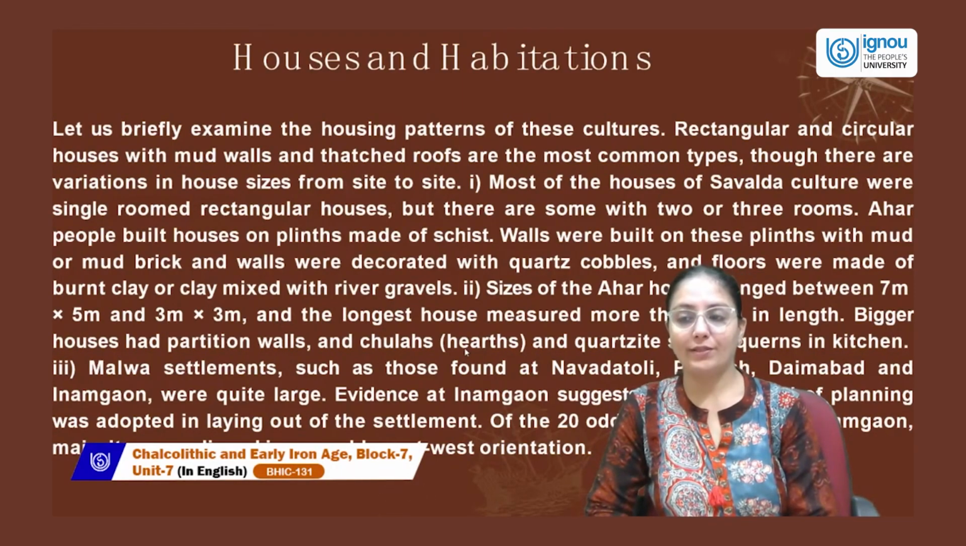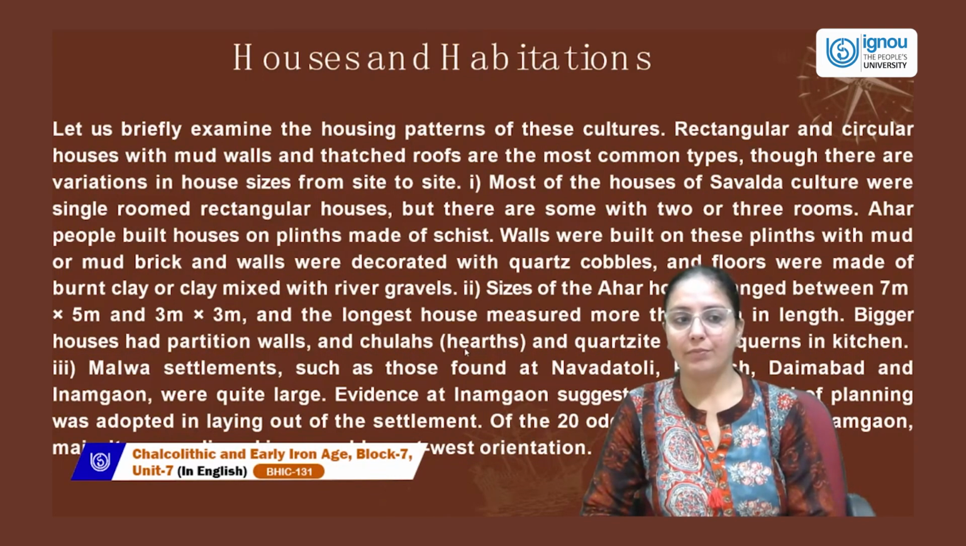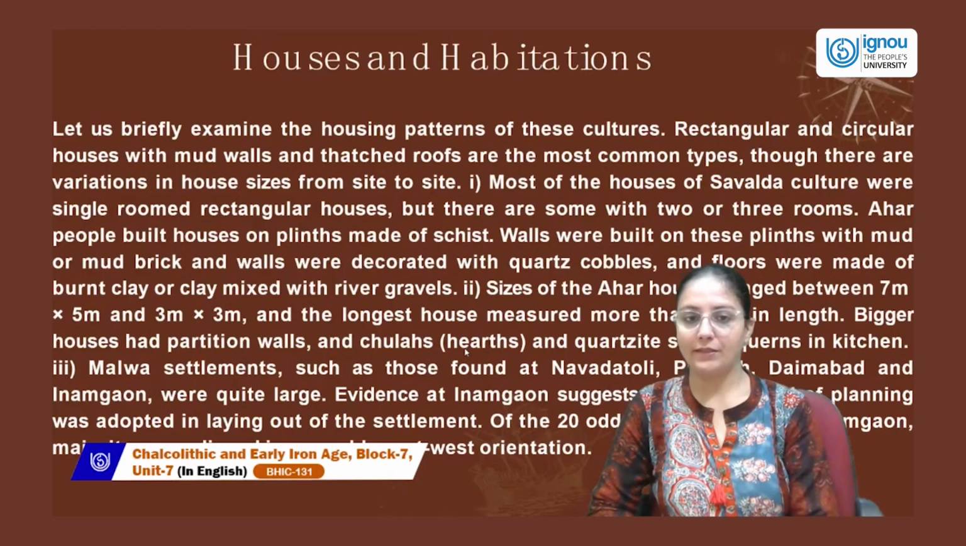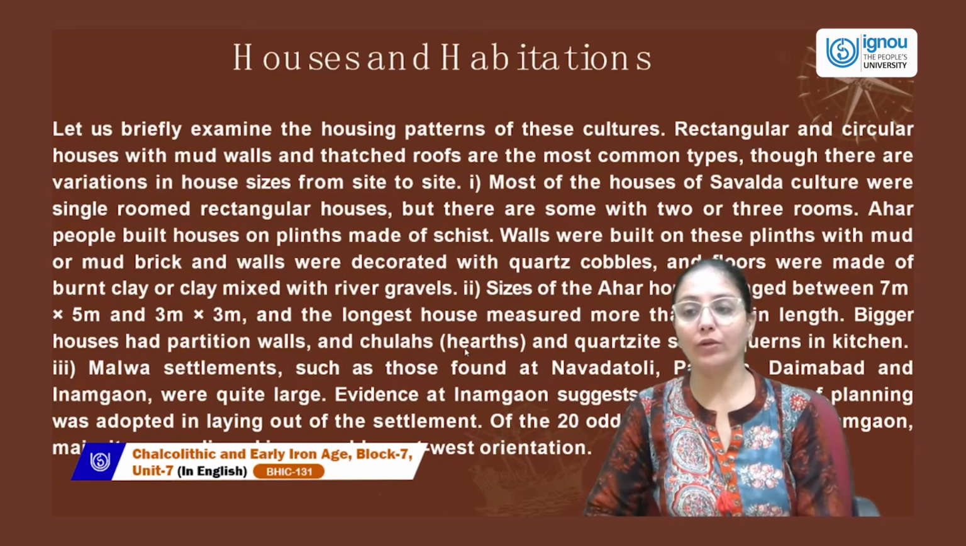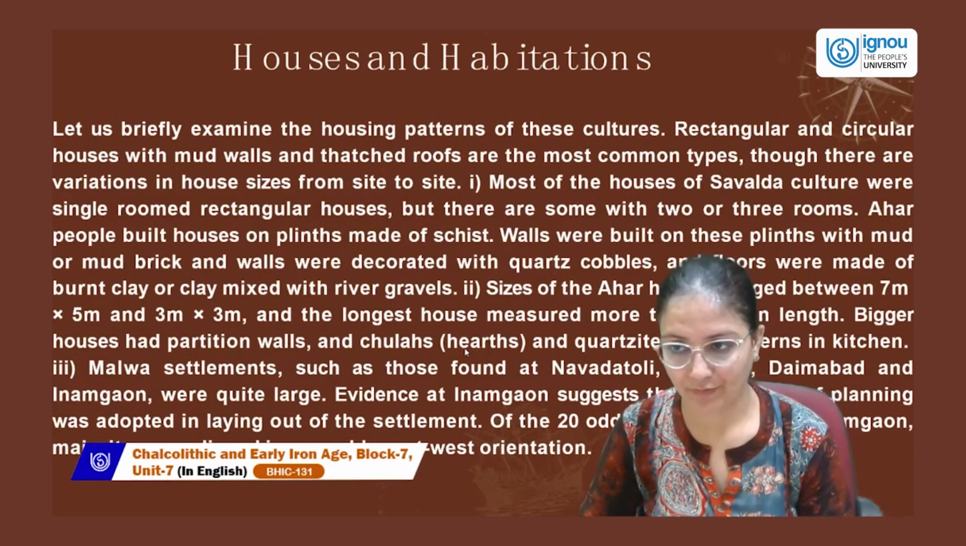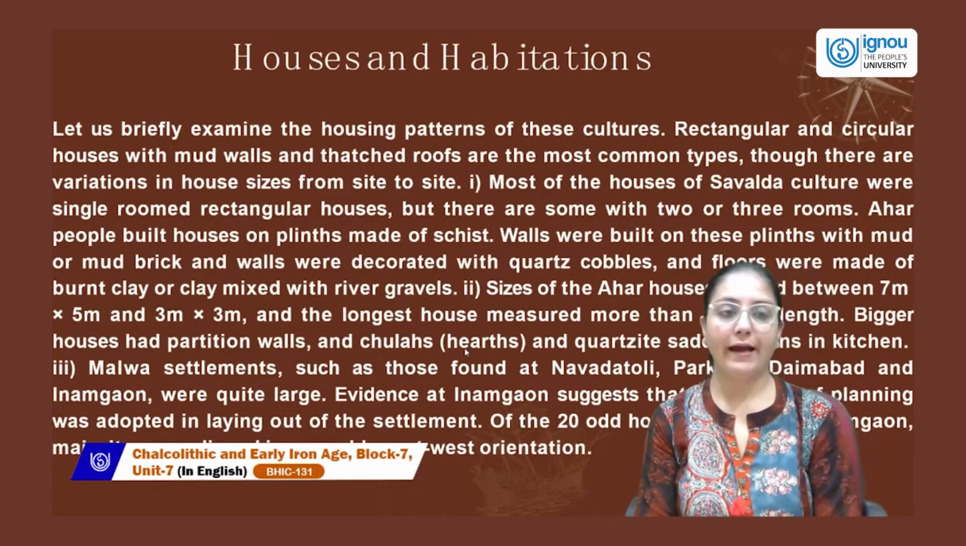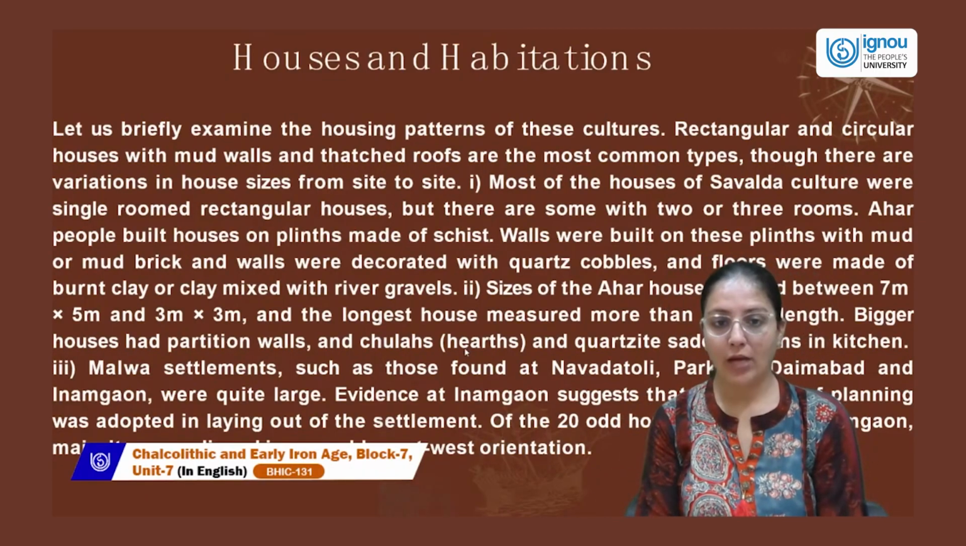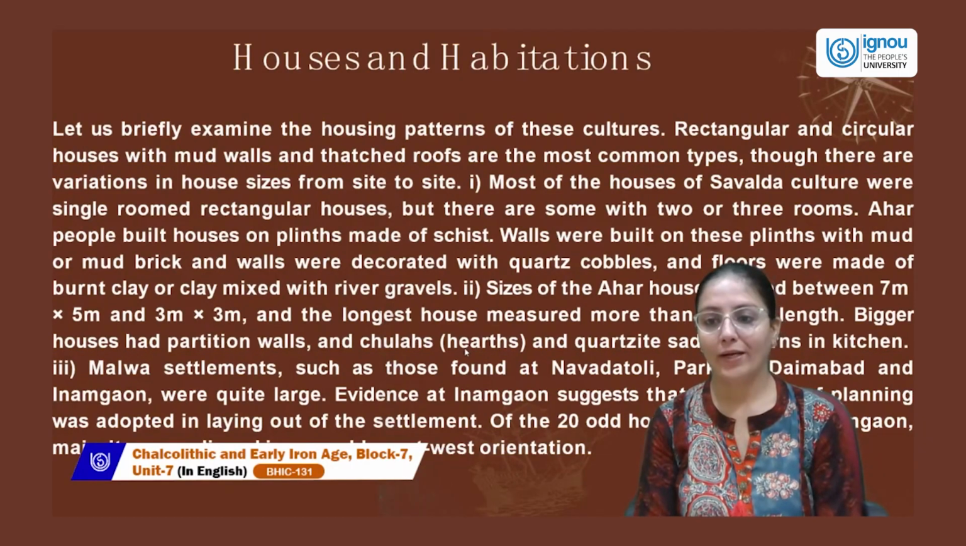Size of the houses ranged from about 7 by 5 meters to 3 by 3 meters. The longest house measured more than 10 meters in length. Bigger houses had partition walls, chulhas, and quartzite saddle querns in the kitchen.